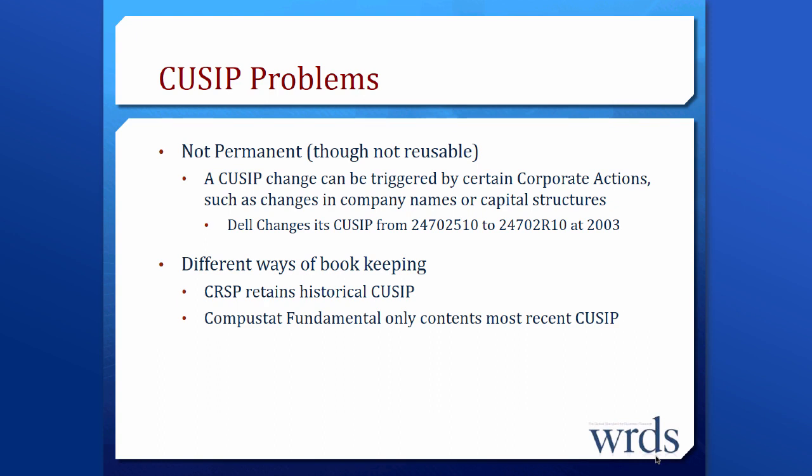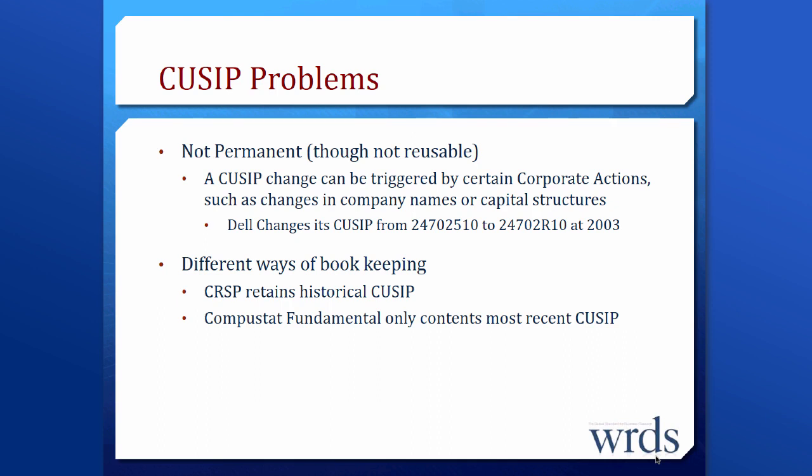But the good part for CUSIP meanwhile is it's not reusable. For example, if a CUSIP was dropped, like 24702510, it will never be reused for any other securities or even for the same securities. And the different ways of bookkeeping is another issue when you're trying to use CUSIP to match different databases.